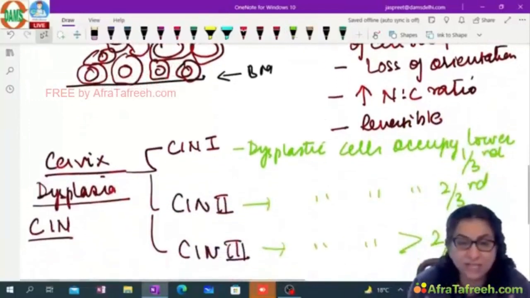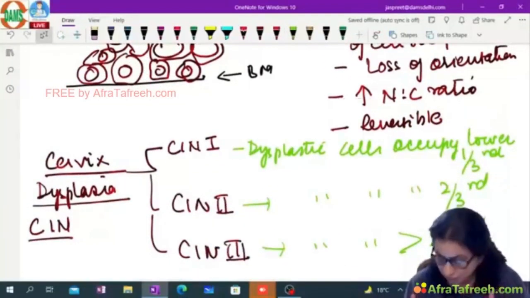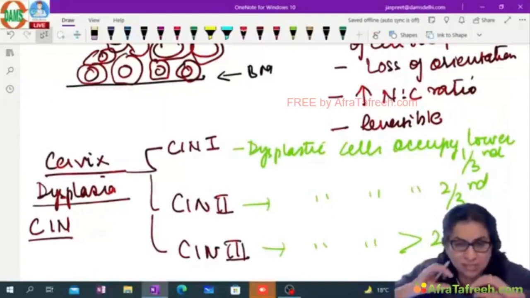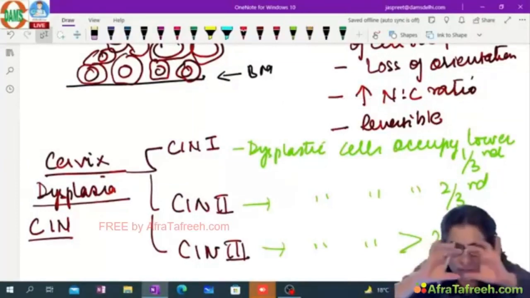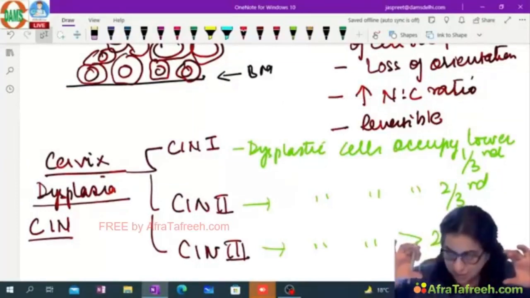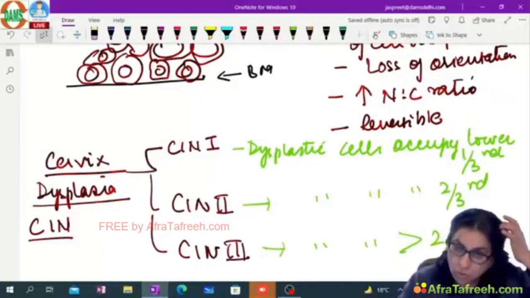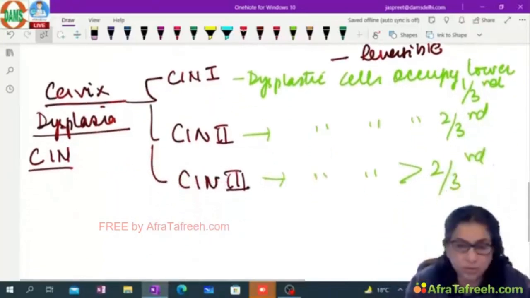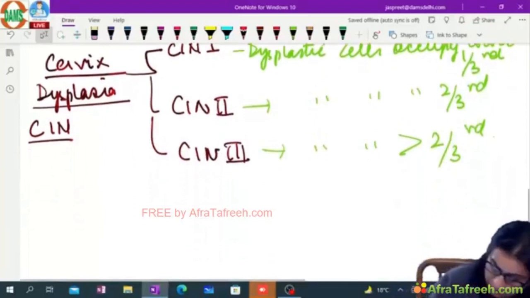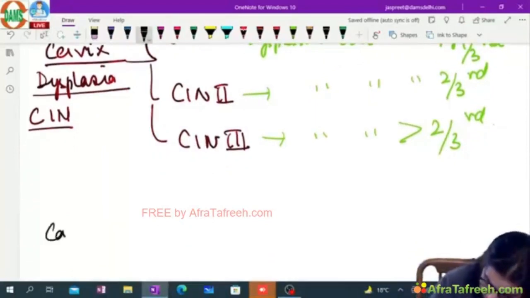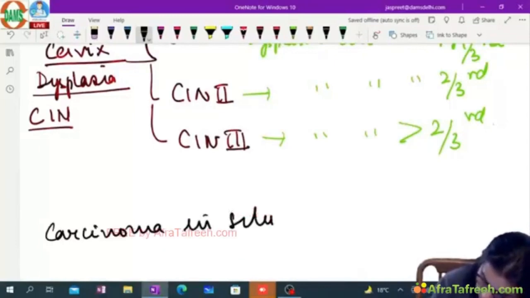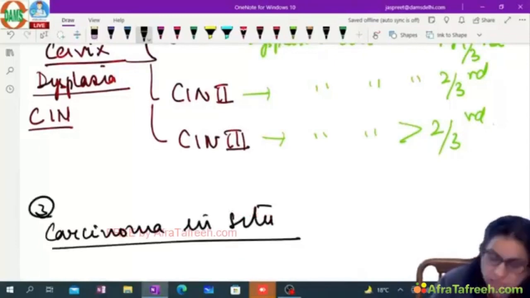So in the cervix, dysplasia is categorized into CIN1, 2, and 3. If these dysplastic cells occupy only the lower 1/3, that's mild dysplasia or CIN1. If they occupy 2/3 of the thickness of the epithelium, that is CIN2 or moderate dysplasia. And if they occupy more than 2/3, that is severe dysplasia. Then we use a term called carcinoma in situ.